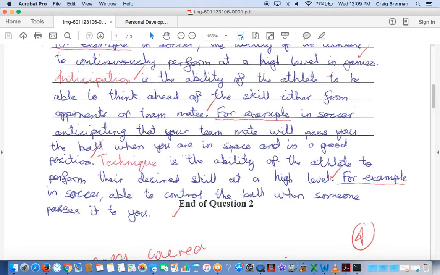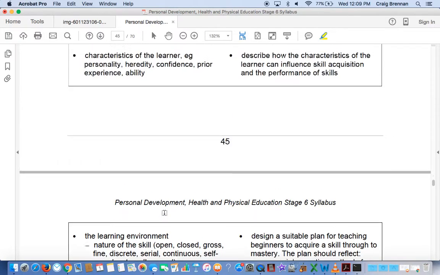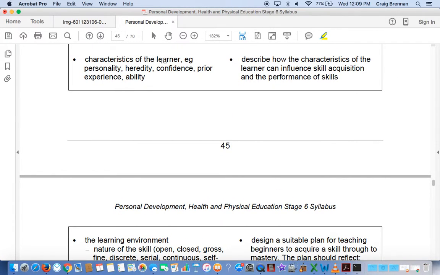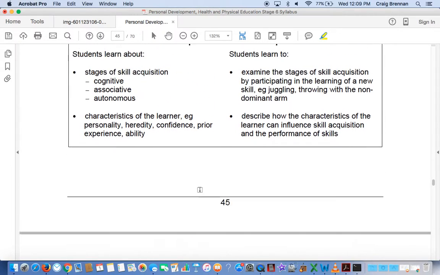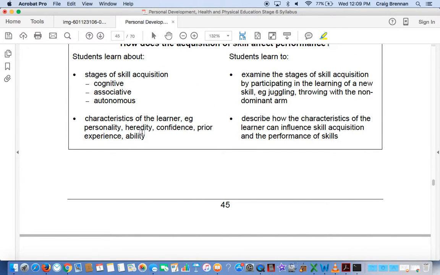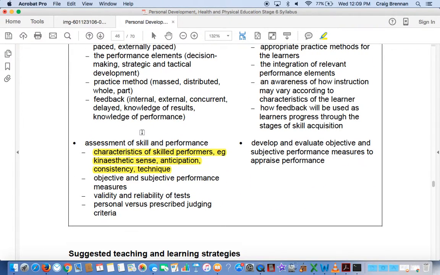As mentioned already, boys, the concern I had with this question was with the dot point. Boys were talking about characteristics of the learner compared to assessment of skill or characteristics of skilled performers. We're talking here about skilled performers. So if you've covered that other dot point, unfortunately you're going to be completely wrong. So that was the main concern really with this answer.